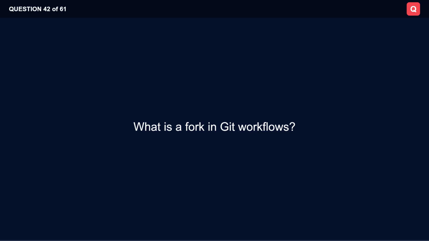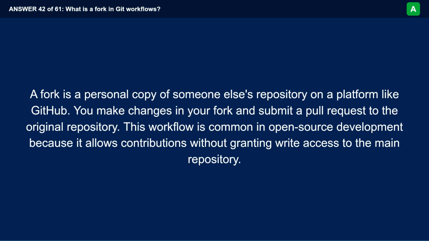What is a fork in Git workflows? A fork is a personal copy of someone else's repository on a platform like GitHub. You make changes in your fork and submit a pull request to the original repository. This workflow is common in open source development because it allows contributions without granting write access to the main repository.